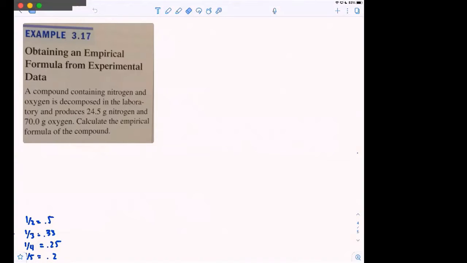So we're going to finish up chapter 3 real fast and move into chapter 4. And this is the next type of problem we're looking at. For this example problem, a compound has nitrogen and oxygen, is decomposed and produces 24.5 grams of nitrogen and 70 grams of oxygen. What is the empirical formula?